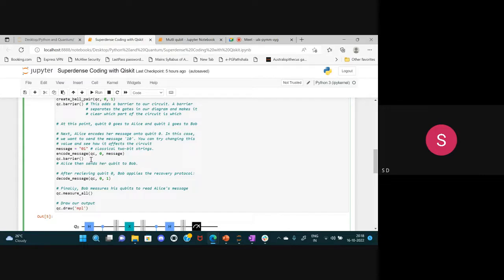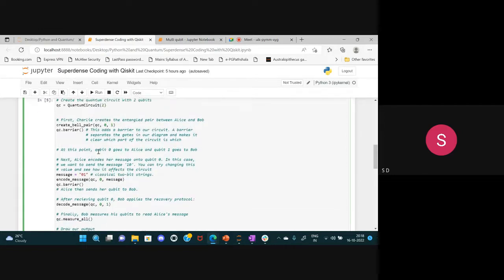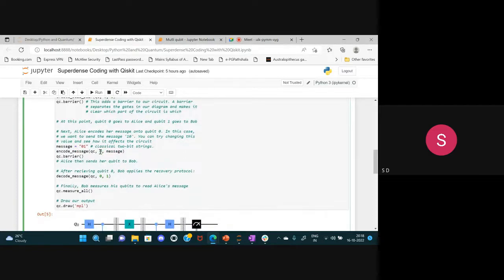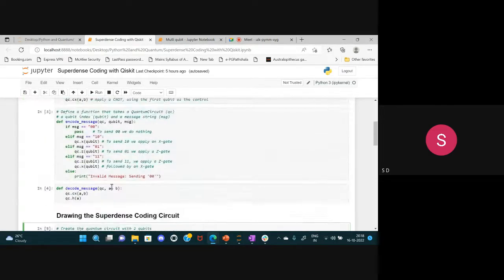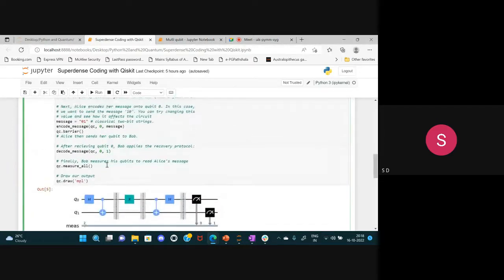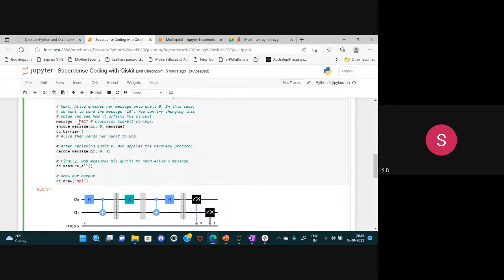And then we are sending message equal to 01. This is the classical bit we are sending. And then we are calling the function name called encode message. And then which qubit you are sending the 01 message in, the qubit 0. What is qubit 0? Qubit 0 is Alice. Why Alice? Because Alice is the only one sending the message. So in qubit 0 you have to apply this encode message. And what message you're sending? 01.